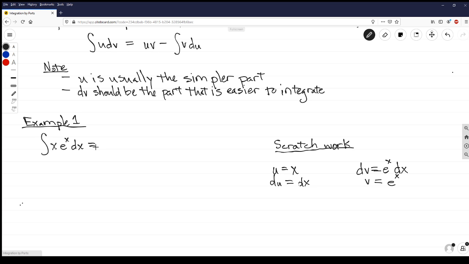So this is equal to u times v. We said over here on the right that u equals x. So x times the v part is our e to the x. Subtract the integral of v, which is e to the x, times du. You go over here, and we said that du equals dx.